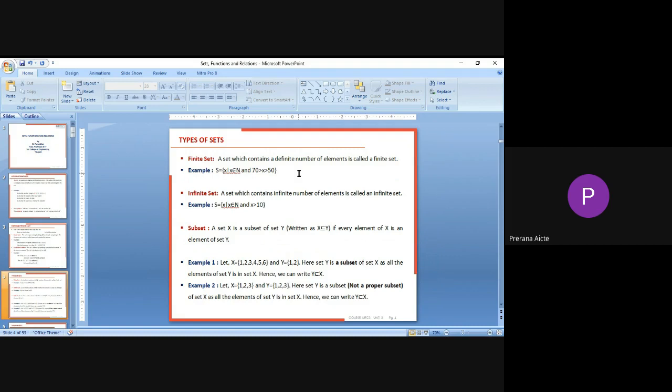Infinite set means it is not possible to tell the total number of elements, and then it is called an infinite set. I can use it like this. So this is an infinite set. Next, subset.